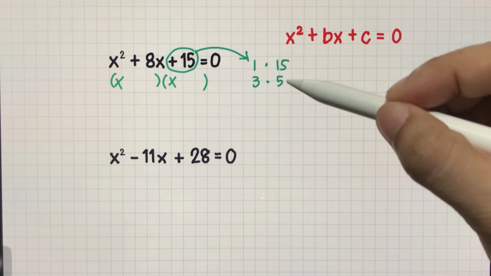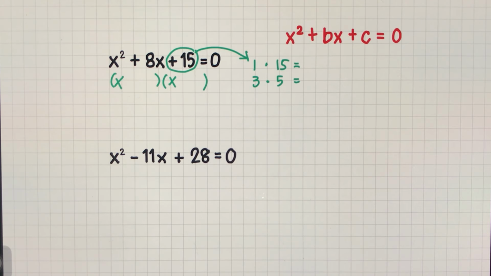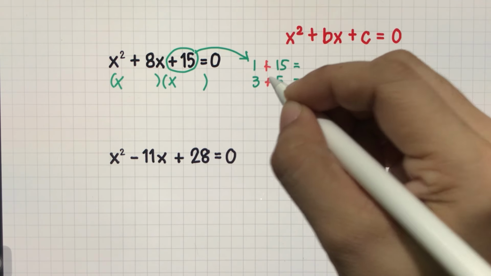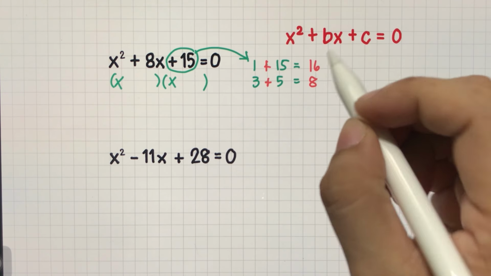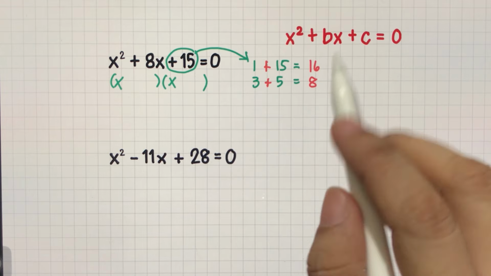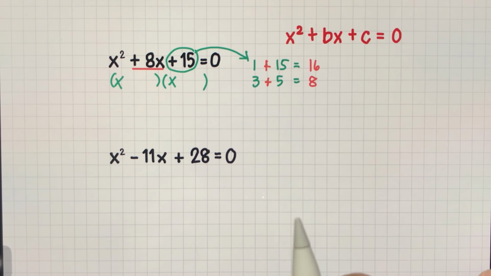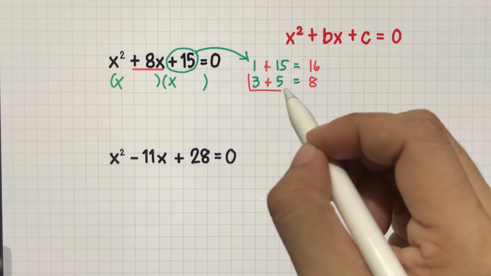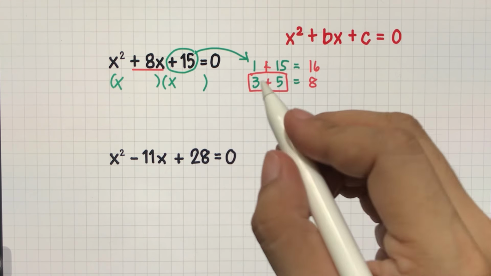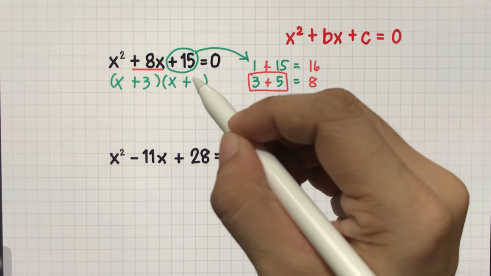Now to know which of these two pairs will be used, just add them, get their sum. So 1 and 15, that's 16. 3 and 5, that's 8. Whichever has the sum that is similar to the second term of the given quadratic equation, that's the factors that we're gonna use. So since 8 is our middle term, it means that these are the two factors that we're gonna use. So we have positive 3 and positive 5.